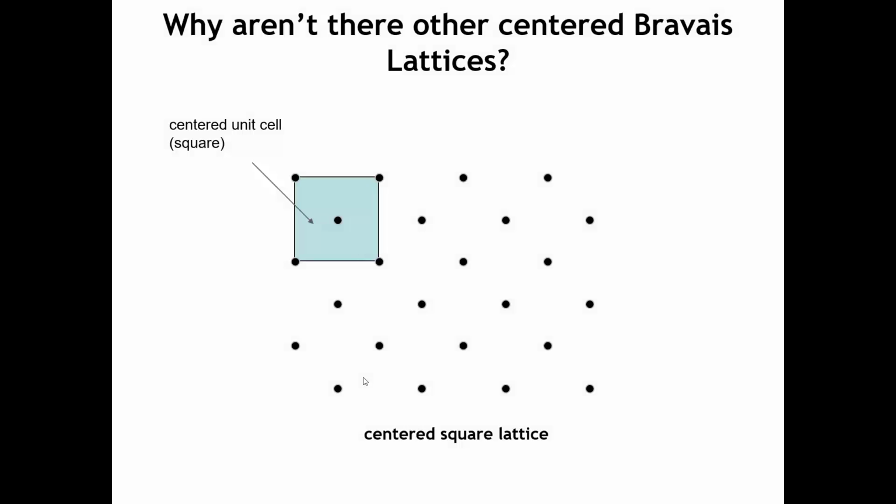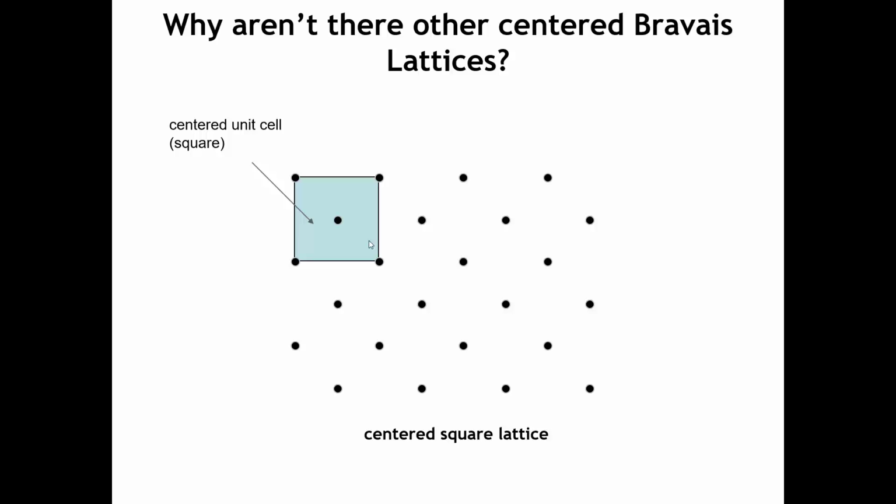Now you might say, could I not have examples of centered lattices for square or hexagonal or oblique? And the short answer is no. And the reason why, I'm going to illustrate with the hypothetical centered square lattice. So let's take a unit cell that's a square. Let's put a lattice point at the center. And now let's build up a 2-dimensional array of points. So why wouldn't I use this centered square unit cell?